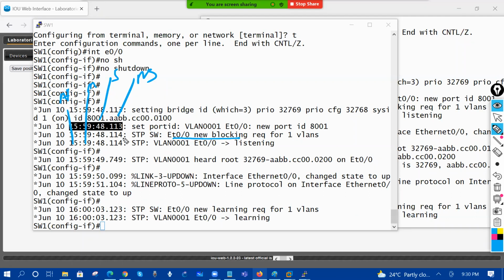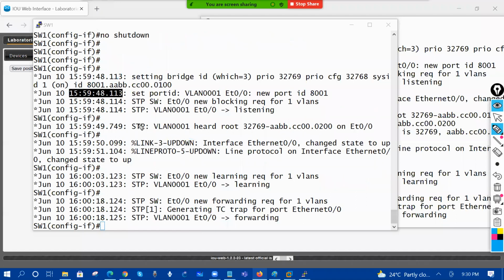After a few milliseconds, listening appears. Then learning. It spends 15 seconds in the listening state, calculated from 18 to 3, right? And 15 seconds in learning, then learning to forwarding. So in total it will take 30 seconds. Disabled will not show you, because disabled means the interface is down and not operational. So blocking, listening, learning, and forwarding.